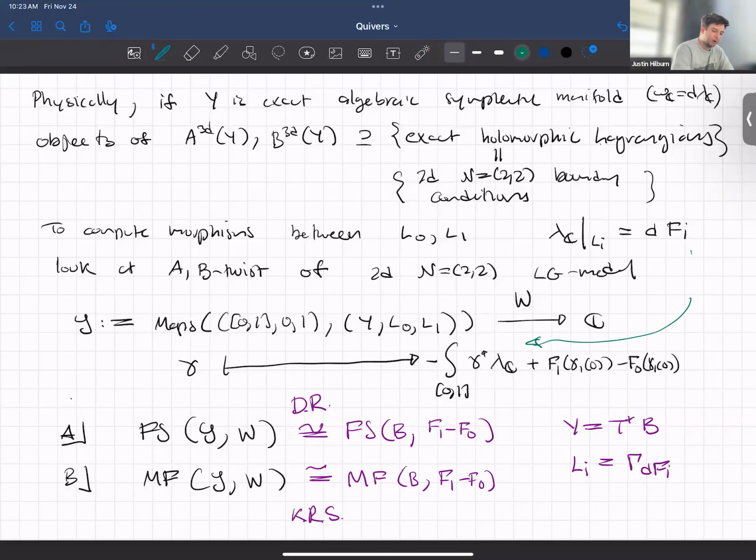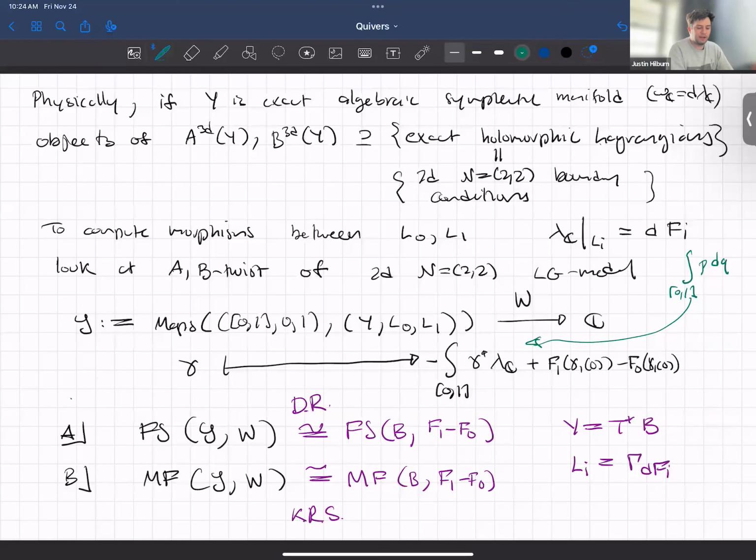If you write this down in coordinates, this is just like the integral of P dq over 0 to 1, except that in ordinary Floer theory this is a real function. But now, since this thing is holomorphic, these are holomorphic coordinates, so this is a complex valued function.